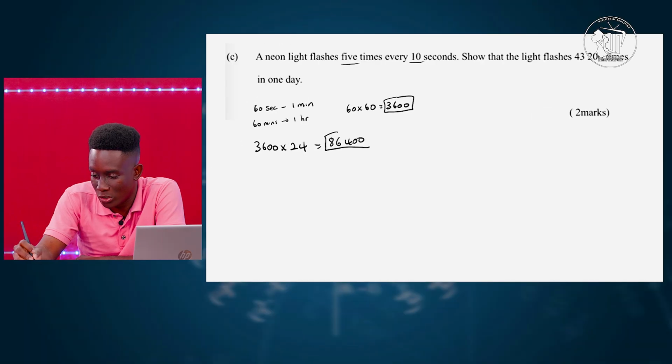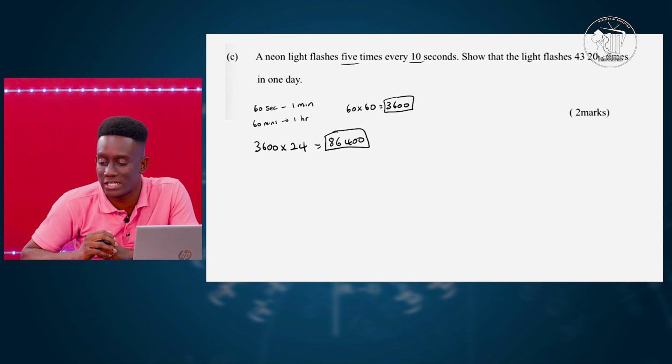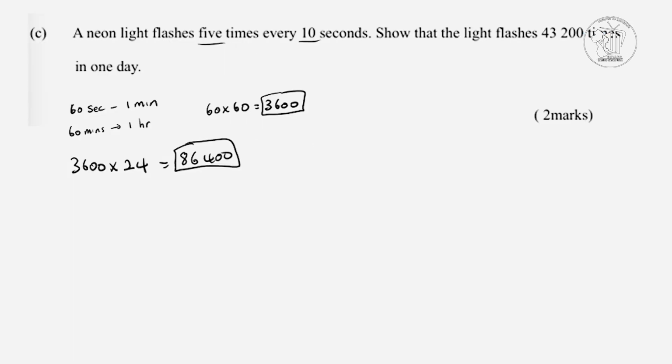So we put a box around that. We have 86,400 seconds in 1 day. So let's find out how many 10 seconds we can have in 1 day. We divide the 86,400 by 10. 86,400 divided by 10 will give us 8,640. So you have 8,640 10 seconds in 1 day.